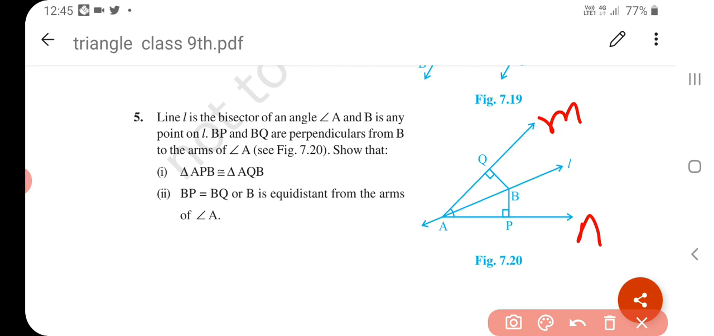Now in the second part, what do we have to prove? BP is equal to BQ, or B is equidistant from the arms of angle A. So from the first part, the two triangles are congruent to each other. If two triangles are congruent, then according to CPCT, this line BQ is equal to BP. BQ and BP are equal by CPCT. Understand? Hence B is equidistant from the arms of angle A. Understand? Okay.